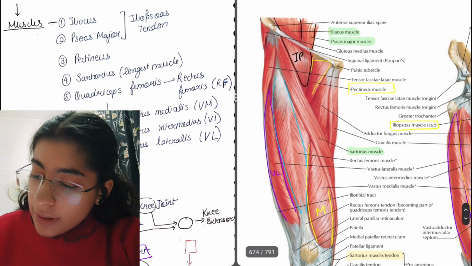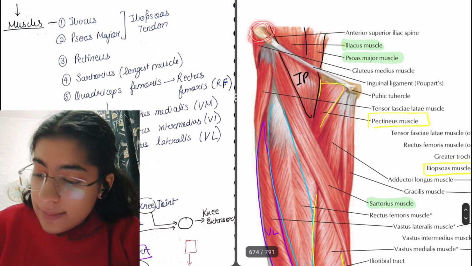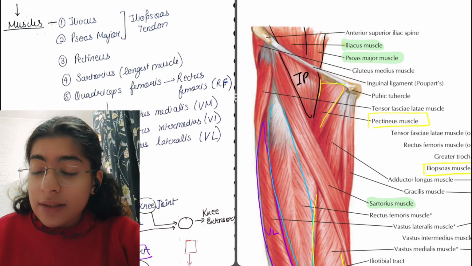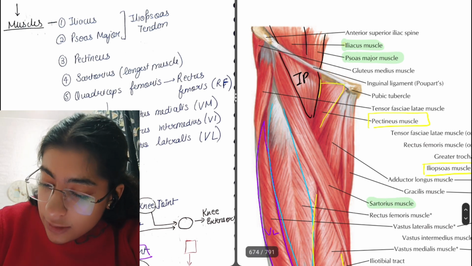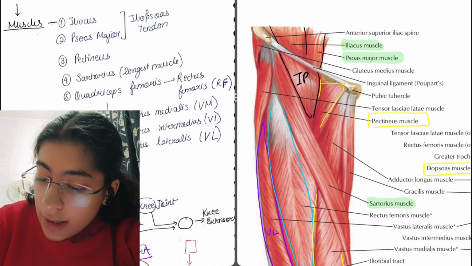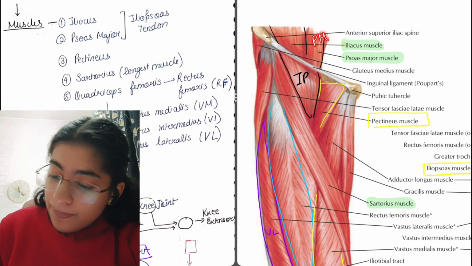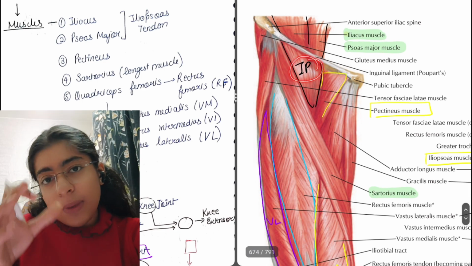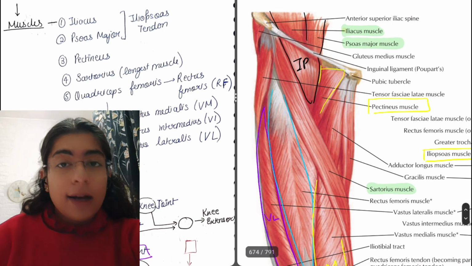First of all, you can see very well that this is the ASIS and this is the pubic tubercle. Between these two, which ligament is there? Inguinal ligament. True. I have drawn the boundaries for you. This is the iliacus muscle and this is the psoas major muscle. Below the inguinal ligament, we can see these two becoming one muscle, which is the iliopsoas muscle. This is just for our reference.